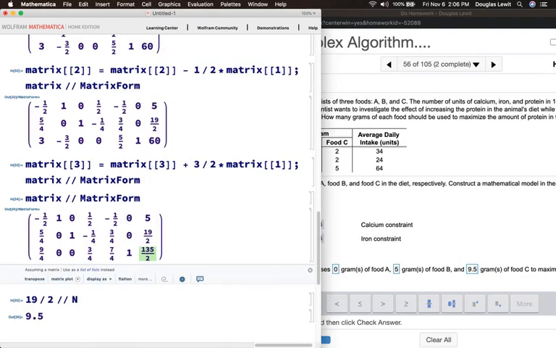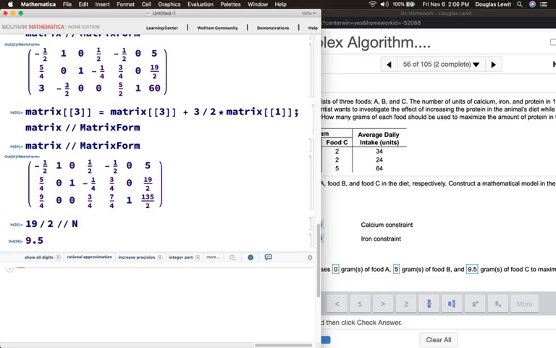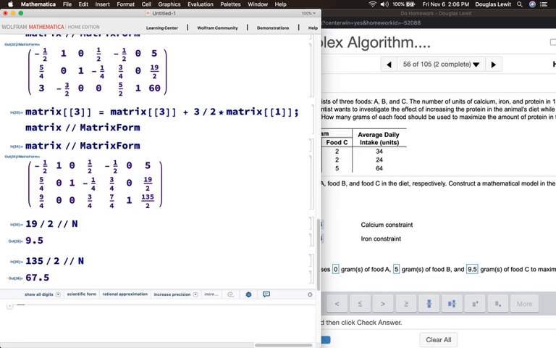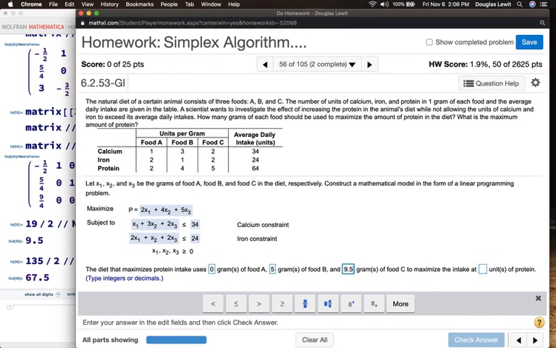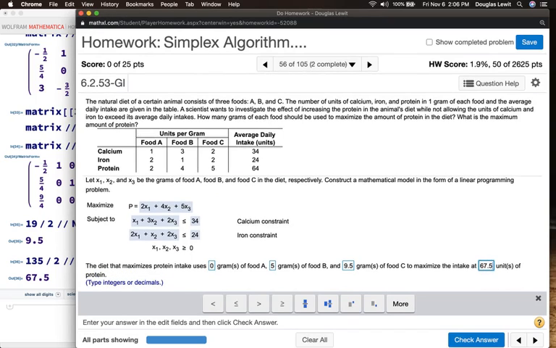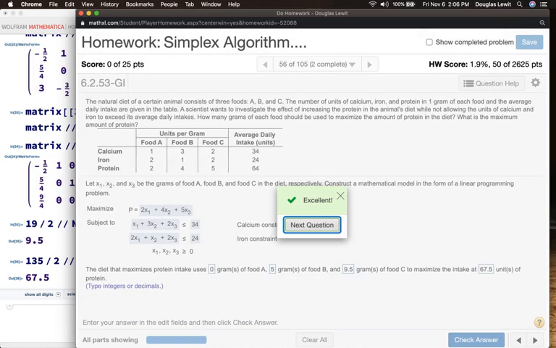The maximum amount of protein is that number right there. It's going to be 135 divided by 2. That's 67.5. 67.5 units of protein. And that's correct. So that was a pretty involved problem.